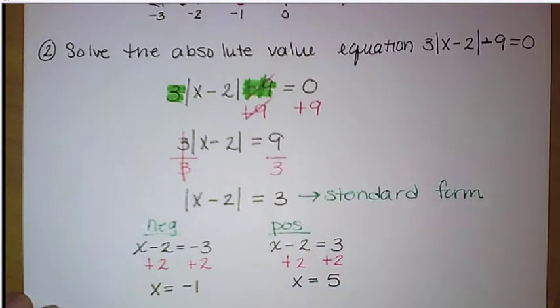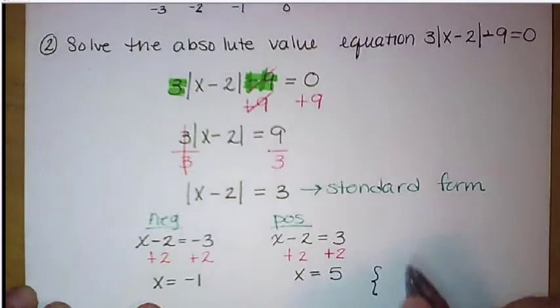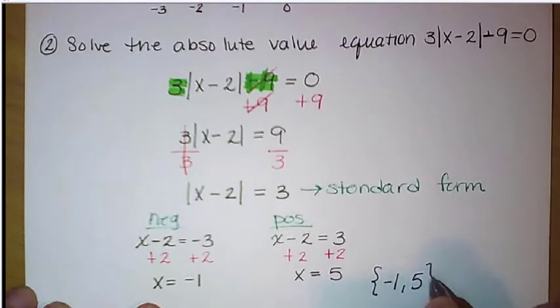And again, we want to write this in that solution set. That solution set means I'm going to do a curly brace, I'm going to do -1, comma 5, and another curly brace. Then we would go on and graph those 2 points, putting a dot at -1 and putting a dot at 5.